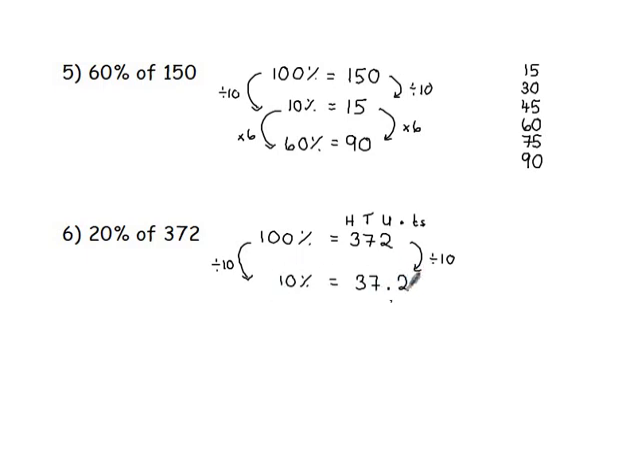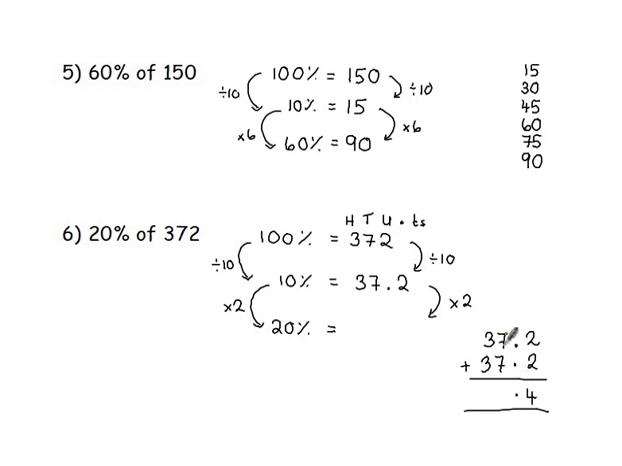Now we're going to use our 10% to get to our 20%. And how many lots of 10 do we need? We need 2 lots, so we need to times by 2. So we've got 37.2 times 2. Now another way of timesing by 2 is adding this number on. So you can do 37.2, add 37.2 if you like, to give us 2 add 2 is 4, 7 add 7 is 14, so carry the 1, 3 and 3 is 6, add 1 gives you 7, so it gives you 74.4 as your final answer.